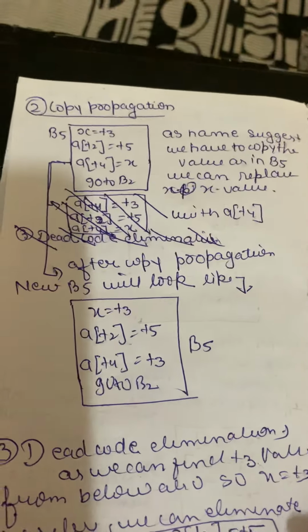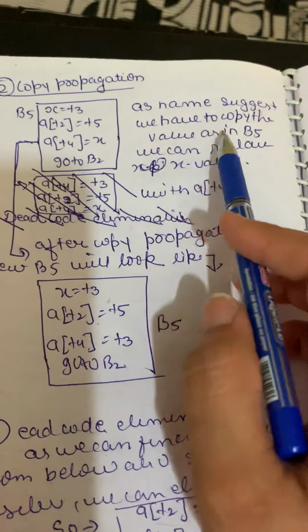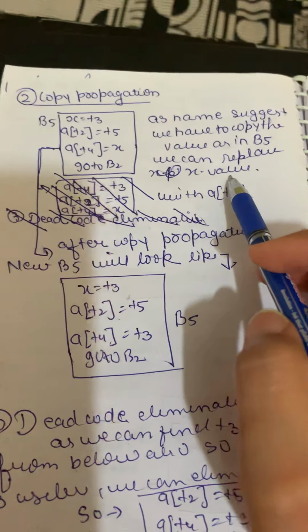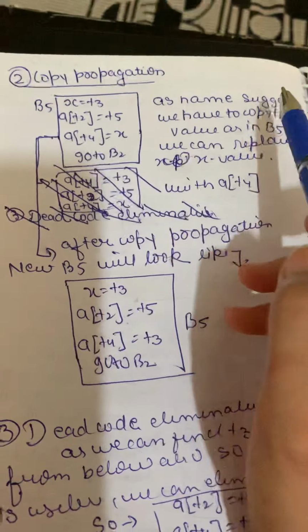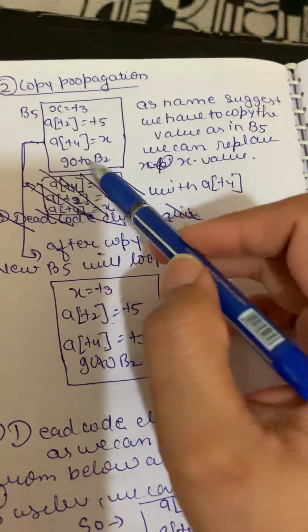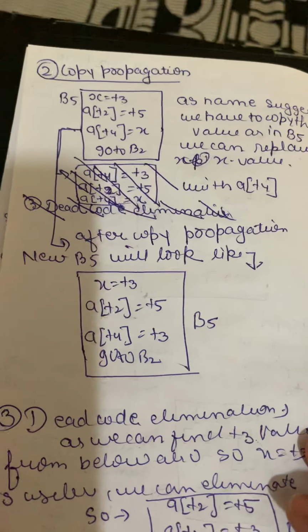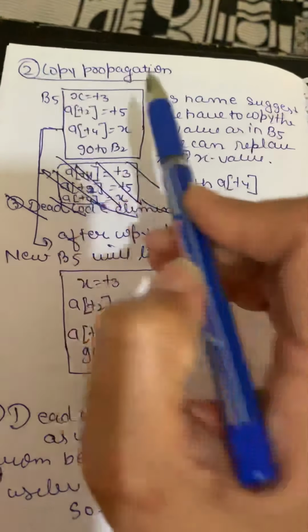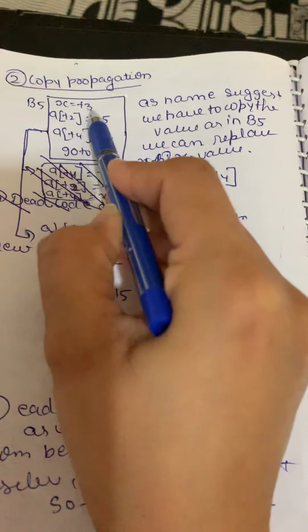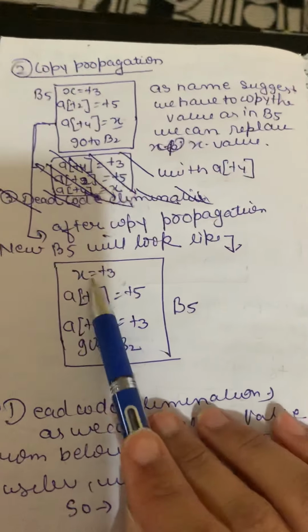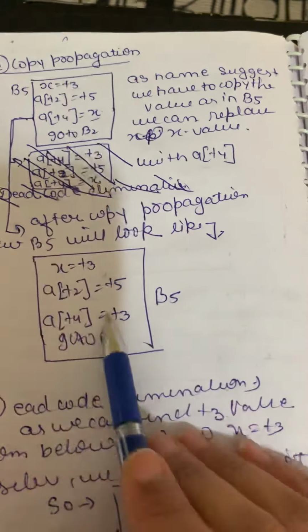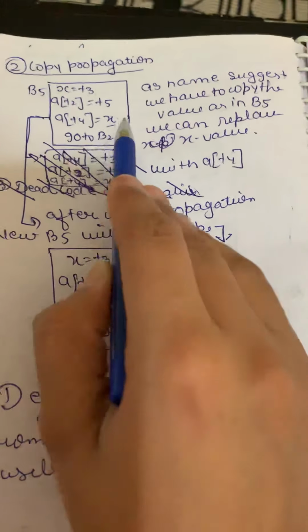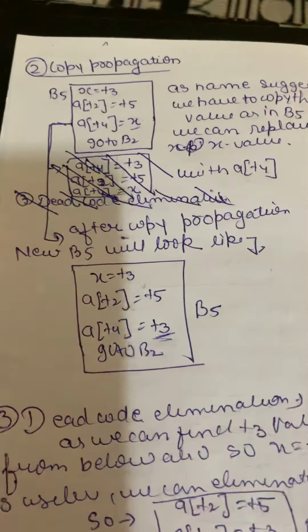Next was copy propagation. What is copy propagation? As the name suggests, we have to copy the value, as in B5 we can replace the x value. See here, x is equal to T3, a[T4] is equal to T5, a[T4] is equal to x. After copy propagation, what do we get? Here, what is the value of x? Here T3 is already there, so we can replace this x with T3. You may think, ma'am, this doesn't seem to occur here; we will tell you further. So x is already equal to T3, so what we can do is x equals T3, a[T4] equals T5, and here we can write T3. This is called copy propagation.